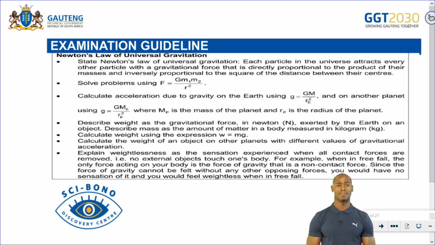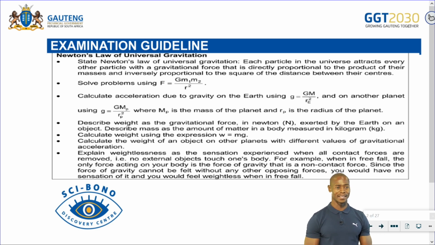In physics, mass and weight are not the same, right? Weight is a force, a vector, and mass is a scalar, right? But when they say differentiate between the two, please use what you see on your examination guideline, all right? Then also calculate weight using the expression weight equals mg, right? Calculate the weight of an object on other planets with different values of gravitational acceleration. We are going to focus on that.